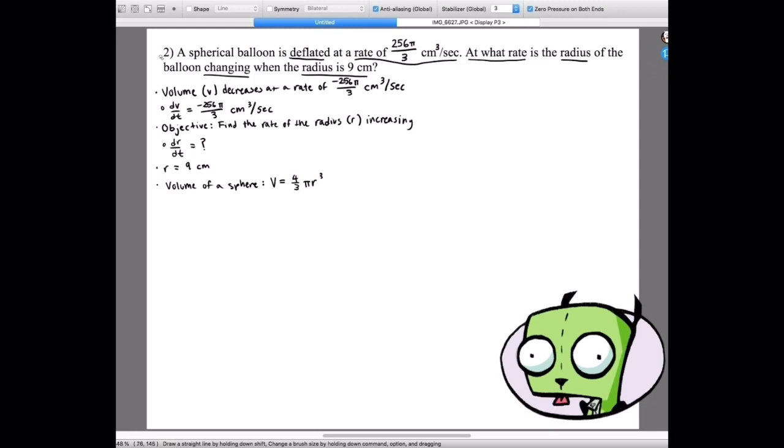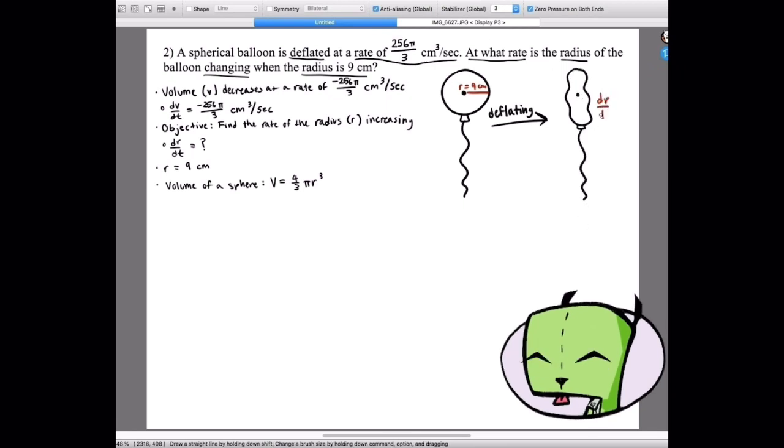Let's do a quick drawing to represent the problem. This is a spherical balloon, so draw it in the shape of a sphere. The radius is 9 centimeters, and it is deflating. So here's the imaginary deflating image. It isn't necessarily super important, but it kind of gets the point across as to what is happening. Again, we are looking for the change in radius with respect to time.